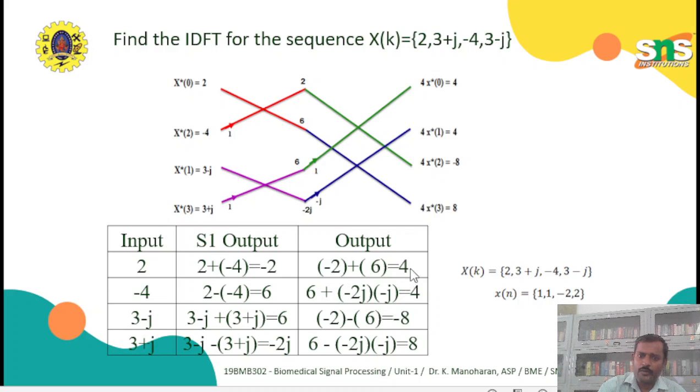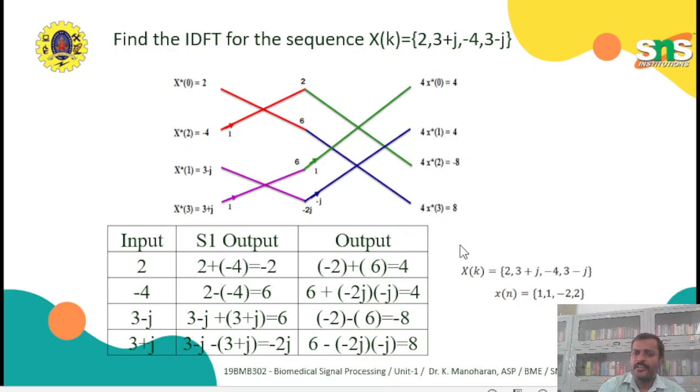So the final output, look at this. You have 4, 4, minus 8 and this is 8. All the values are real parts. So if you take a complex conjugate, no result will change. So look at this. We get 4 here, 4, and this is minus 8 and this is plus 8.